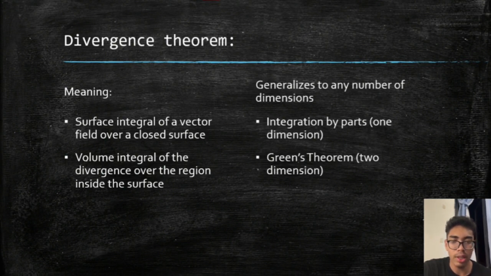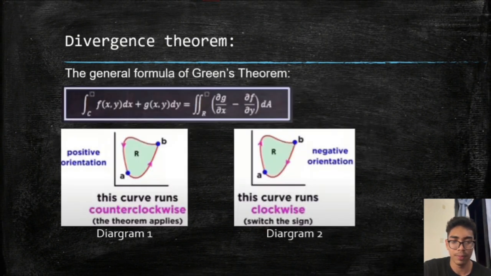The automated vacuum uses two dimensions, where Green's theorem is applied. The general formula is shown below. By applying the formula of Green's theorem, we are able to calculate the line integral across the curve. A curve that runs counterclockwise has positive orientation, while a curve that runs clockwise has negative orientation. That's it.